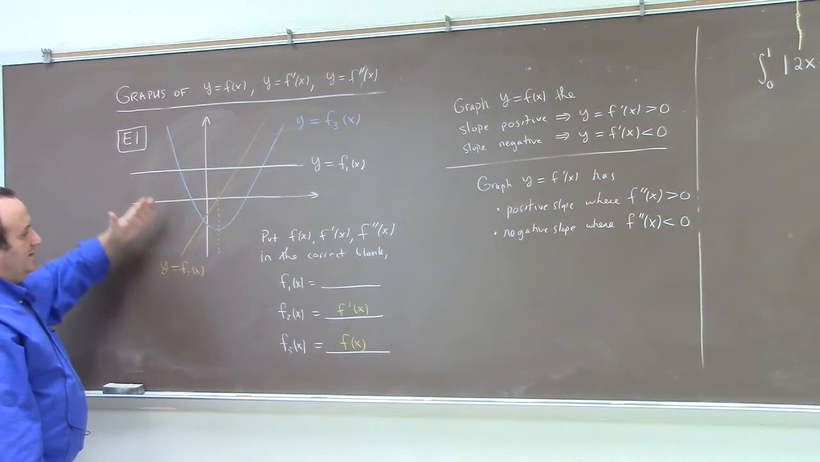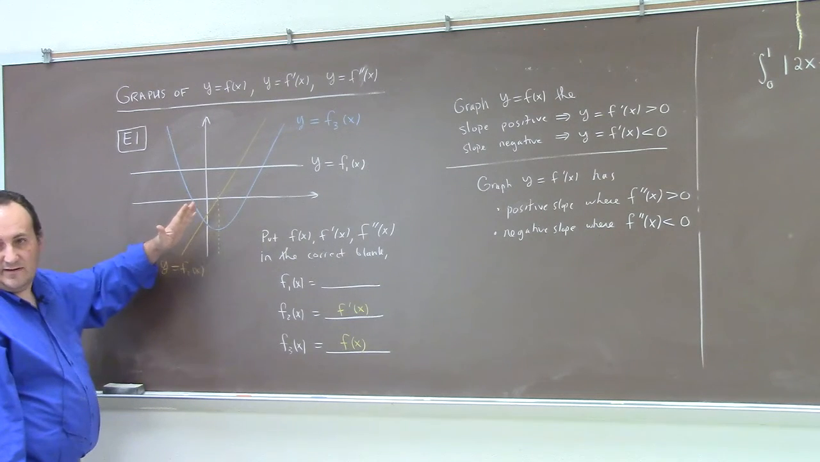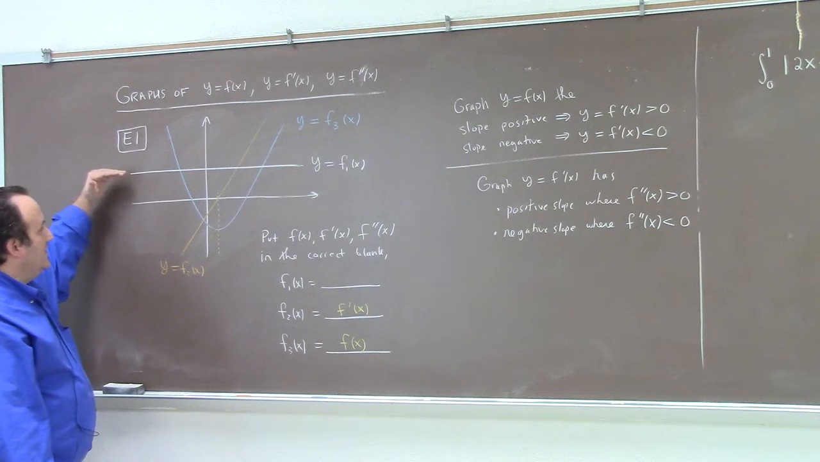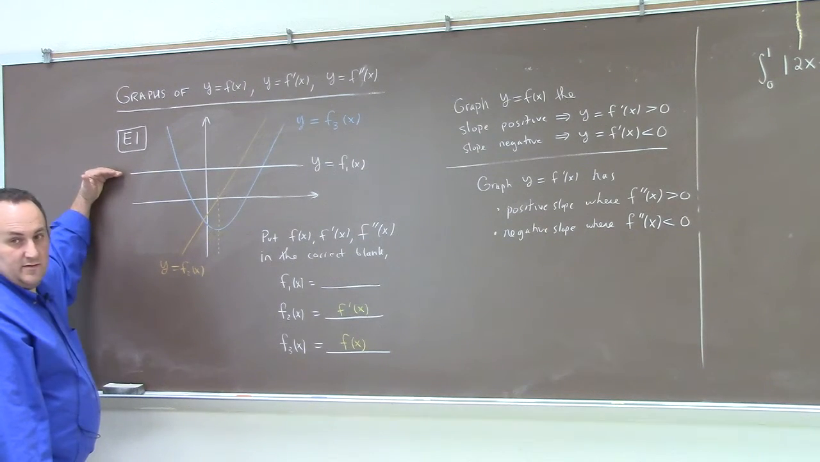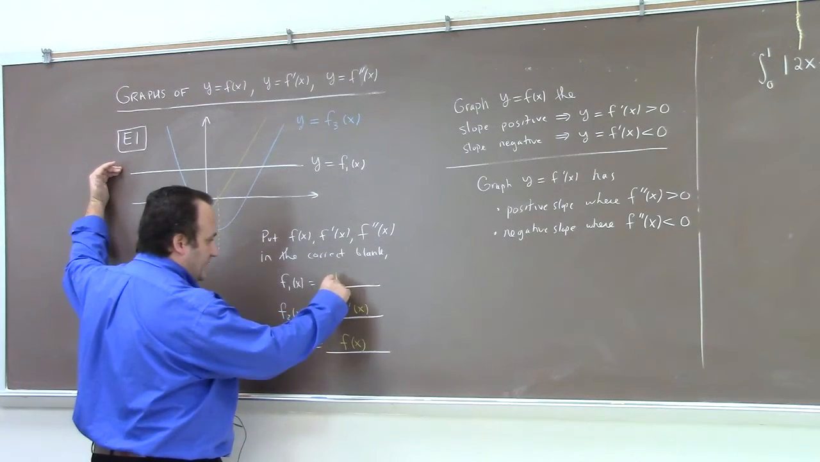So how about that? Now what's the slope of y equals f2? Well, it's a positive slope, right? And it's constant everywhere, right? Because it's a line. And so apparently, there you go. That must be f prime prime of x. f1 must be f prime prime of x.